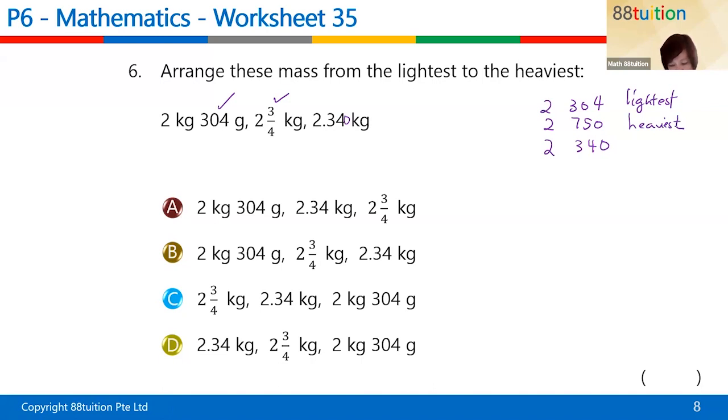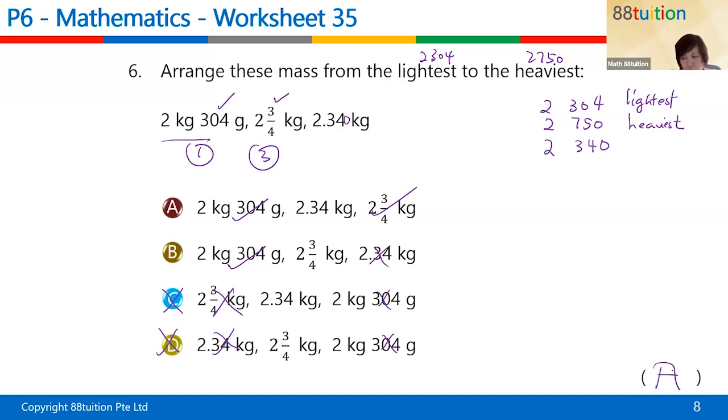So the lightest is 2,304, then 2,340, then 2,750. So the lightest one is this one, number 1, and then this one is number 3. Let's take a look. 2,304 is correct, so this is wrong, this is wrong. That eliminates the others. So the option is A, we don't have to go on anymore.